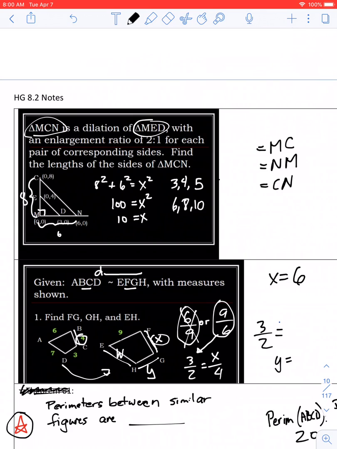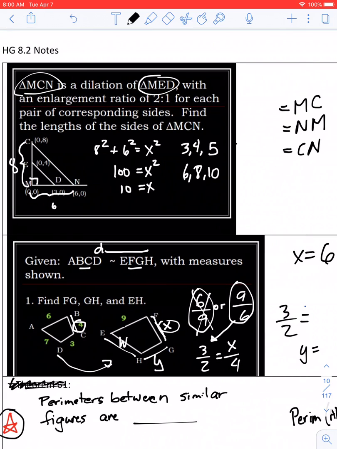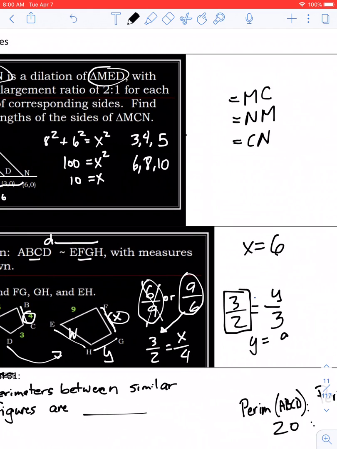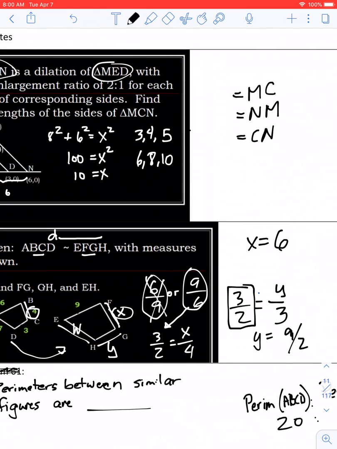All right. And likewise, going for Y, for example. Again, starting with the ratio 3/2, that's our constant ratio between the sides, and then setting that equal to Y/3. Notice the Y is on top because that's the larger piece. The 3, the corresponding part, DC, is the smaller piece. Solving that, we get 9/2. I'm not going to find W, it's the same process.